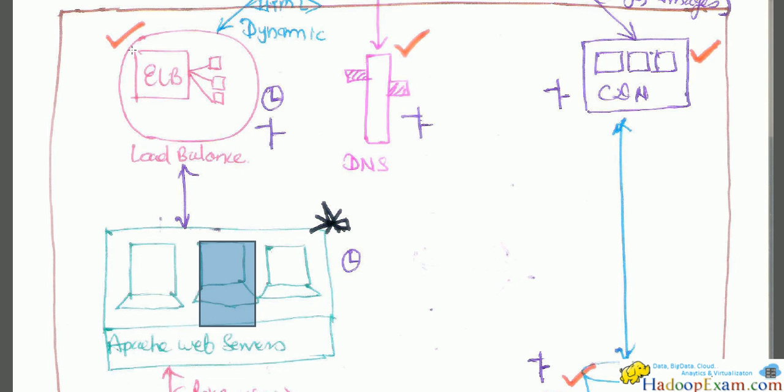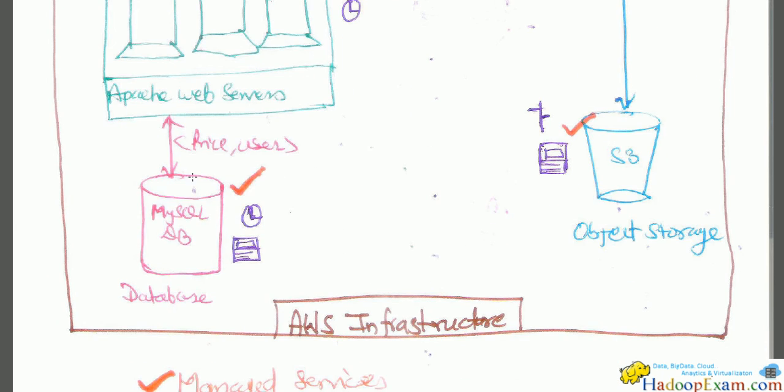But with the ELB, if it crashes or something goes wrong, don't worry about it. It's Amazon's responsibility to bring the ELB back up for you. So this is the load balancer. Similarly, if the MySQL DB goes down, who is responsible to bring it up? It's Amazon's responsibility. You are not responsible for bringing the database up, correct?